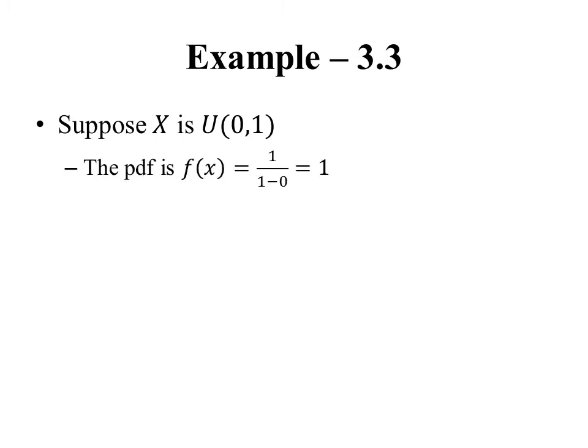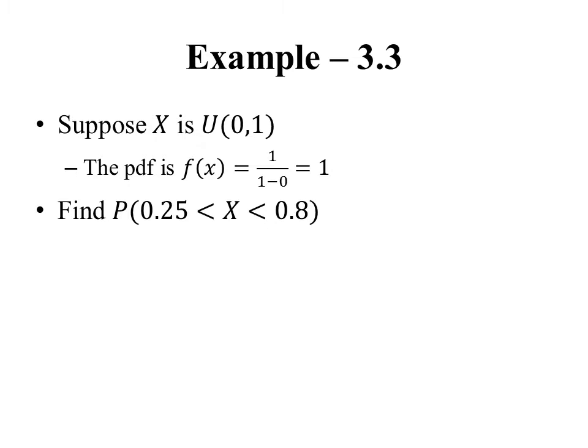Now, once we've identified the distribution of this random variable, we could describe its PDF. And so according to our meaning of the uniform distribution, the PDF of this is going to be 1 divided by the largest value minus the smallest value, which is going to be 1. So we've got a constant PDF equal to 1.